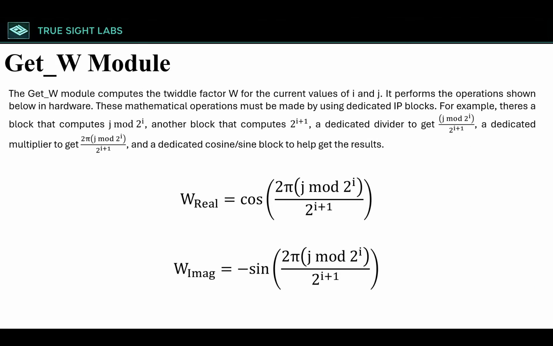The getW module is a mathematical block that takes in two inputs, I and j. From those two inputs, it calculates W real and W imaginary using the two formulas shown below.